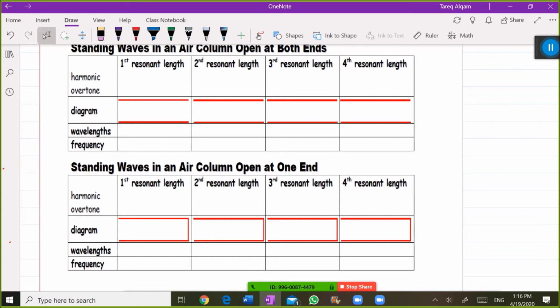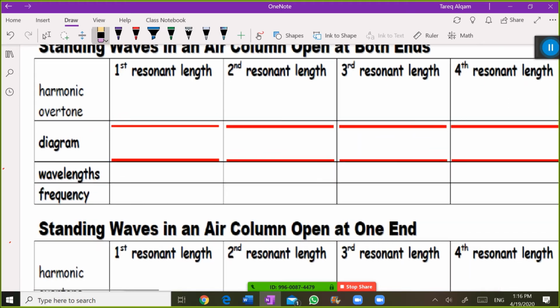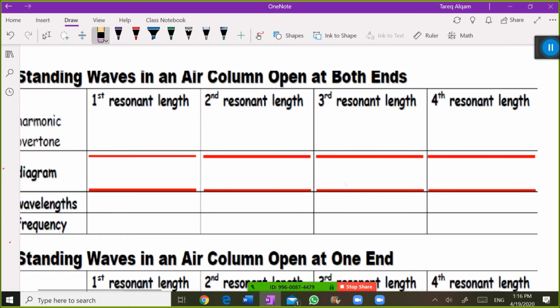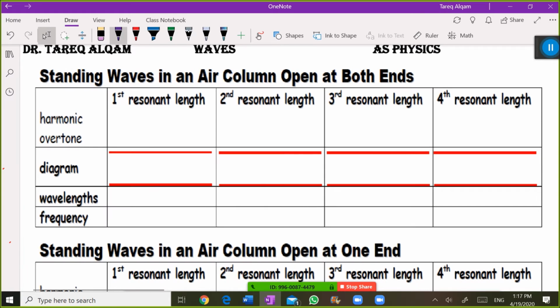If the air column is open at one end, here we have one node, because here I have an antinode. Follow with me, please. How will I draw this? This is the first harmonic. You will be asked to draw this. Right? This is the first one. This is the second one. Here we have only one node.